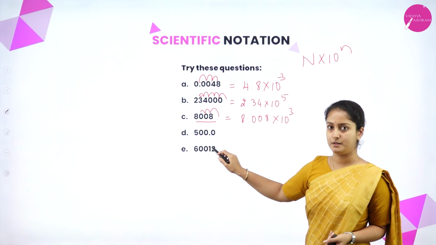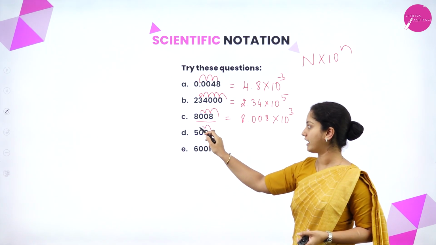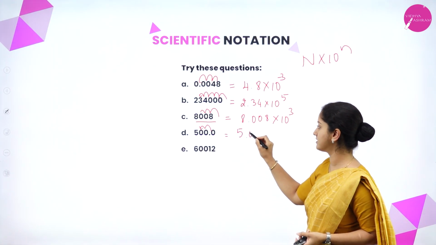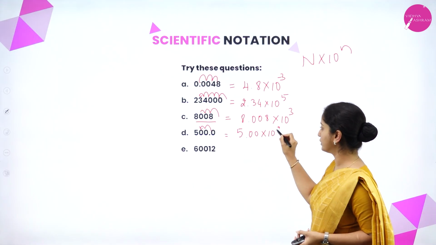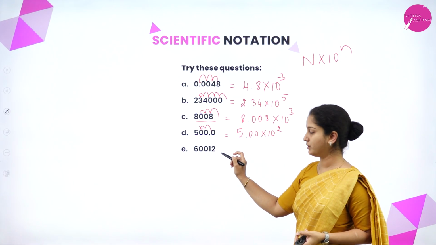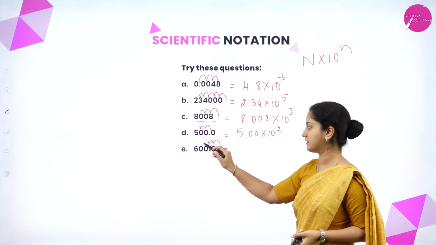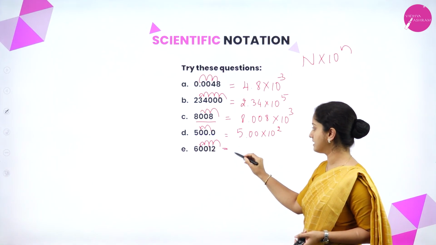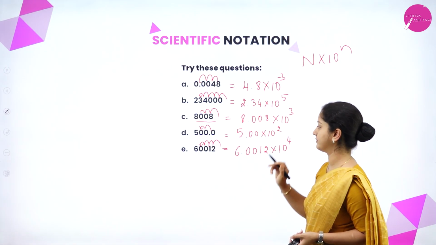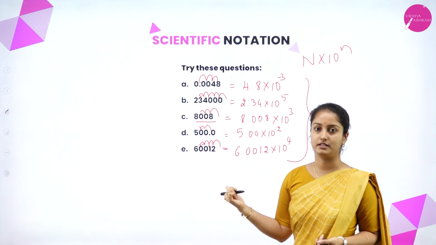Now here there is a decimal point and then we'll try to move towards the left side. So 1 and 2. So 2 times when I shift the decimal, the answer becomes 5.00 into 10 power 2 because I've moved 2 times. Here in this question 60012, the decimal is moved towards the left side 1, 2, 3 and 4 times. So the answer becomes 6.0012 into 10 power 4. I hope the answers are matched and check whether your answer is correct.